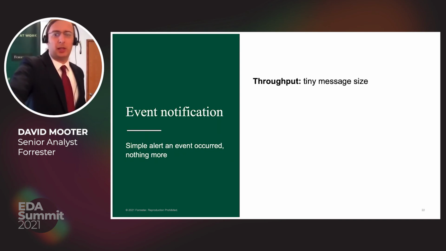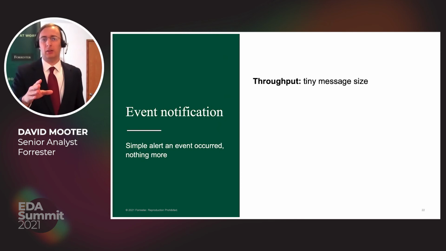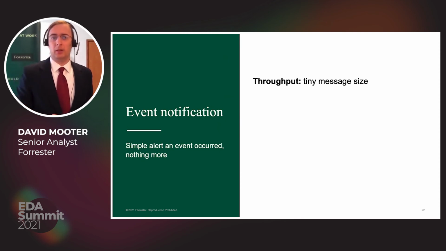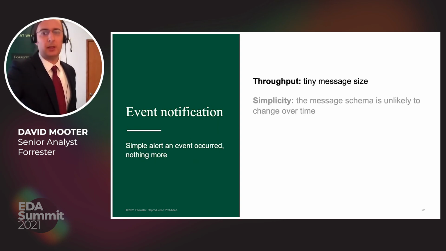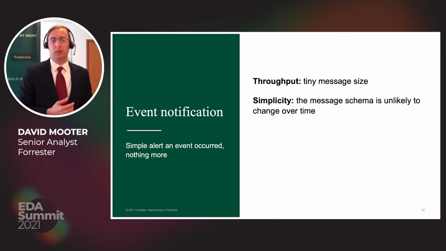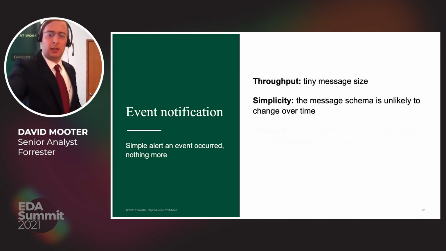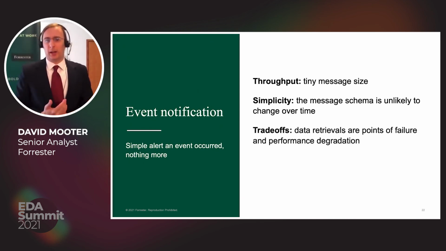So what are some of the advantages? Well, the first one is throughput. Very tiny message size lets you push a lot more data through more easily than the large messages you see with the previous pattern. Second benefit, simplicity. The message schema is unlikely to change since it's basically high-level metadata fields. But of course, there are trade-offs.